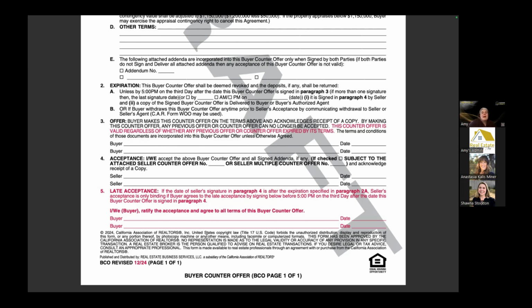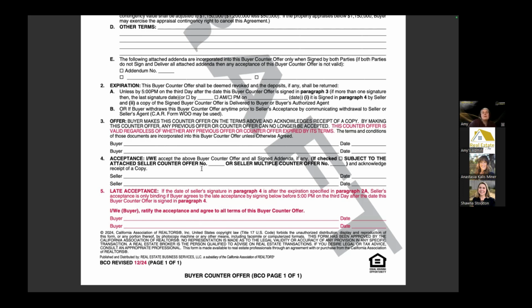Okay. Late acceptance: if the date of the seller's signature in paragraph 4, right up here, acceptance, is after the expiration specified in this document on 2A, the seller's acceptance is only binding if the buyer agrees to the late acceptance by signing below before 5 p.m. on the third day after the date this buyer counter offer is signed by the seller. Okay, so this is the fully ratified acceptance.